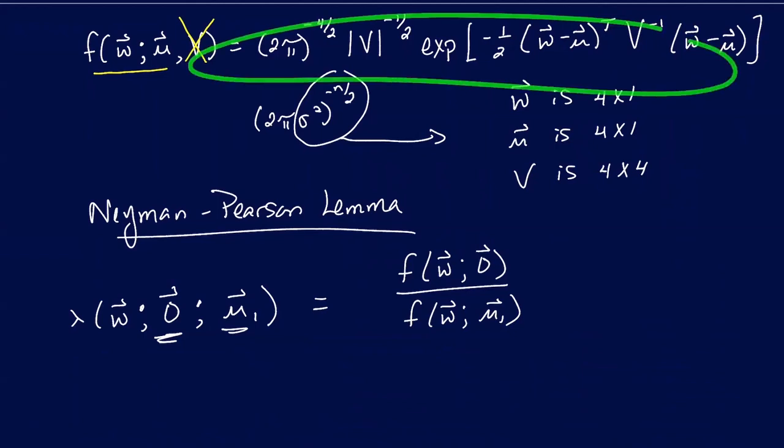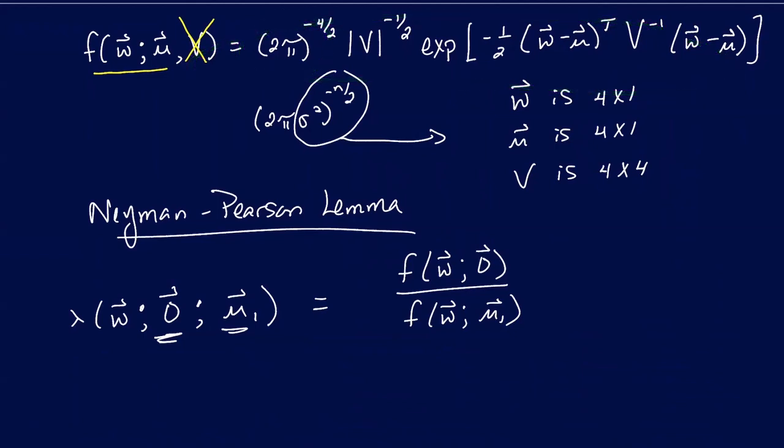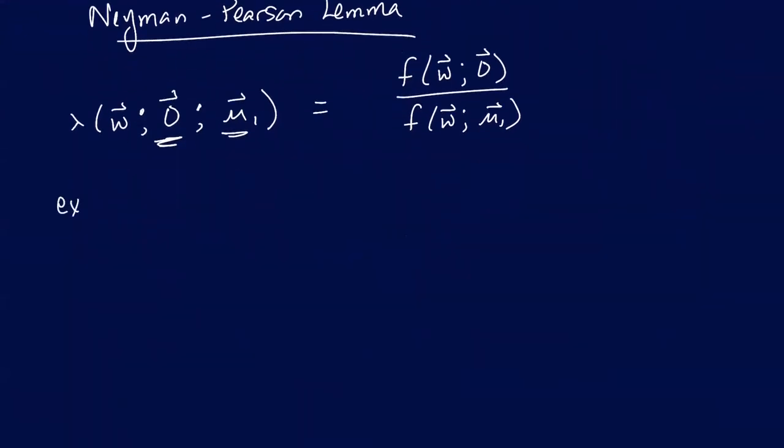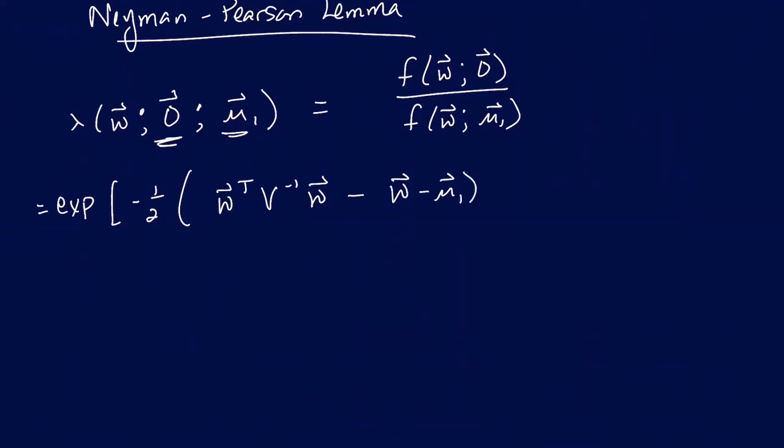So looking at the joint PDF, we can see that the 2 pi stuff is going to cancel, and also this determinant is going to cancel. So what is left is e to the minus 1/2. And then in the numerator, we have W transpose V inverse W. In the denominator, we have W minus mu1. Sorry, I'm calling it mu1 now. W minus mu1 transpose V inverse W minus mu1.